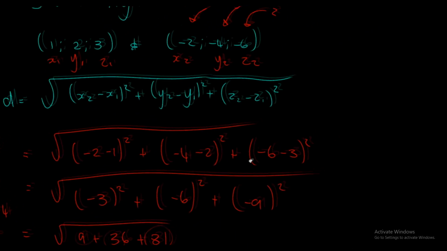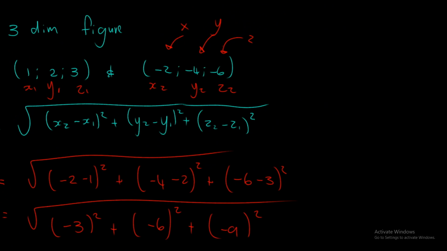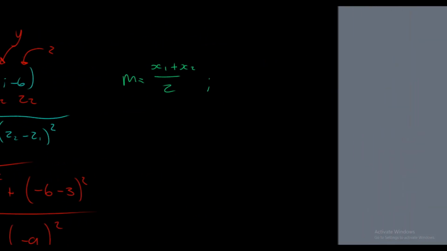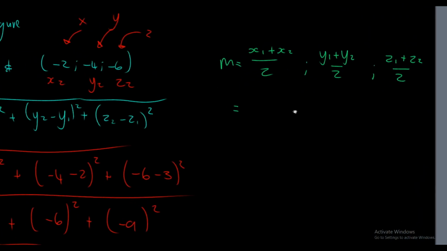Okay, so what about the midpoint then? Can you guess what will happen? Well, to find the midpoint, it's going to be simply x1 plus x2 over 2, y1 plus y2 over 2, and then z1 plus z2 over 2. Let's go solve this one.